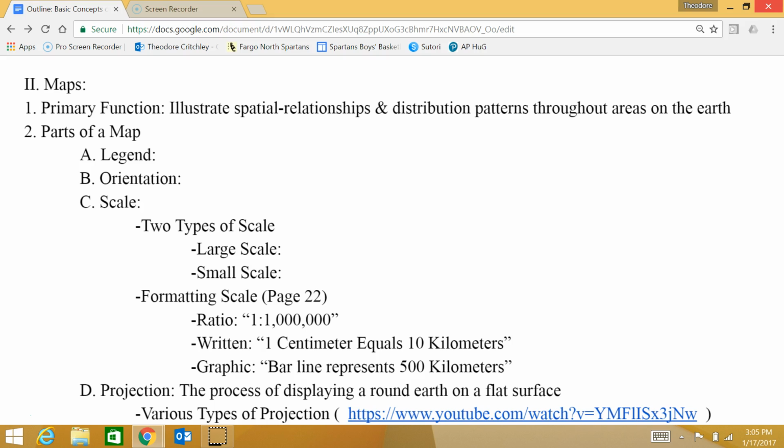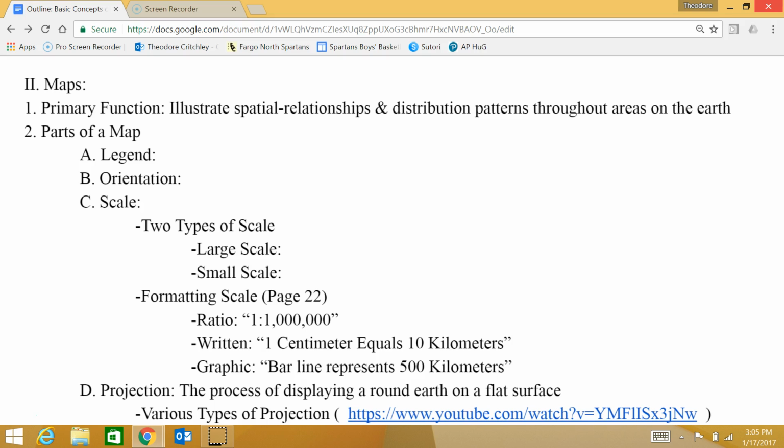But the nitty-gritty of it, again, make sure you get the definition that they're flat models used to display information about the Earth. We used to just say flat pieces of paper, but of course with the digital age we live in, our screens can also display maps as well, still on a flat model format though. Now, some parts of a map that you're used to seeing.